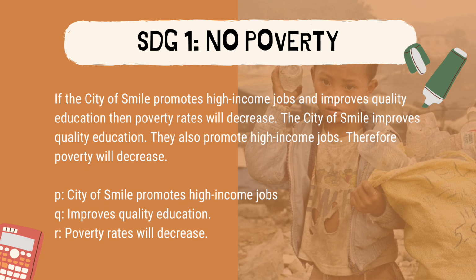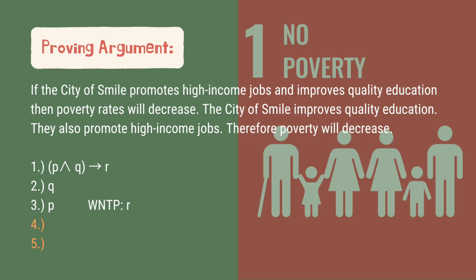Therefore, poverty will decrease. We have here our propositions P, Q, and R, where P stands for City of Smile promotes high-income jobs, and Q stands for improves quality education, and lastly, R stands for poverty rates will decrease. Basing from the argument, we now have three hypotheses, which are the quantity of P and Q implies R from our first sentence, Q from sentence number 2, and lastly P from sentence number 3, and we need to prove R. So again, we have our hypotheses and what we need to prove.